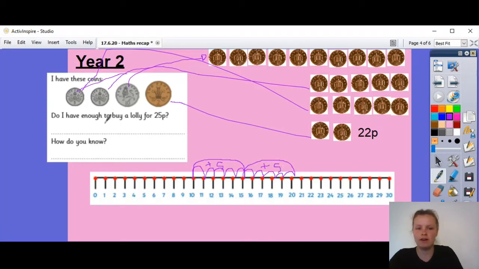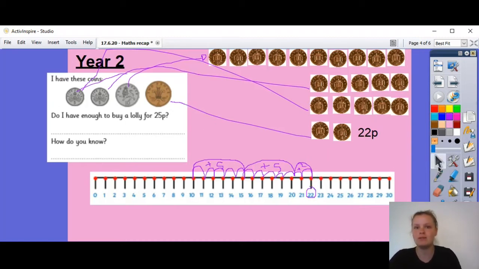Okay, so what have I got left to add? I've added those up, so it's just the 2 now. So let's add 2 on. 1, 2. There's my jump of 2. Okay, and again, I ended up on 22, didn't I? So I've got 22p here.